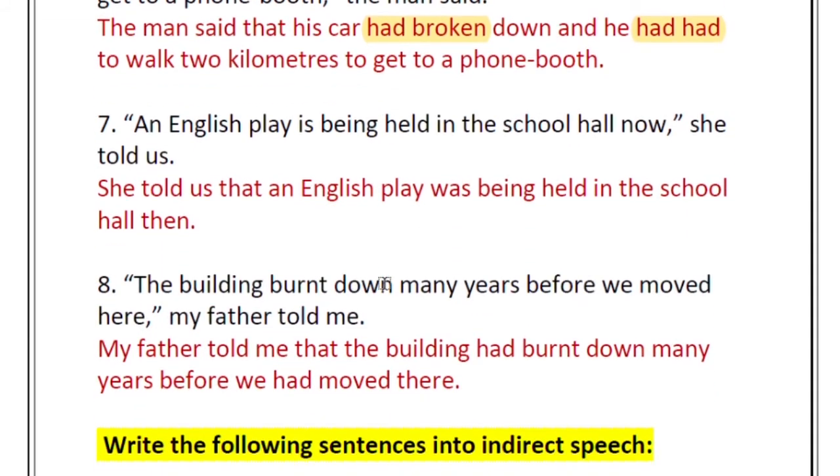Coming to sentence number 7, an English play is being held in the school hall now, she told us. So, reporting verb is in past tense. She told us that an English play is will change to was being held in the school hall. Now will change to then because time has shifted, isn't it? Direct, indirect, what is it? I am talking to you now. But when you talk about this to your mother, that what I told you, that will become past. So, we will talk in the next past form.